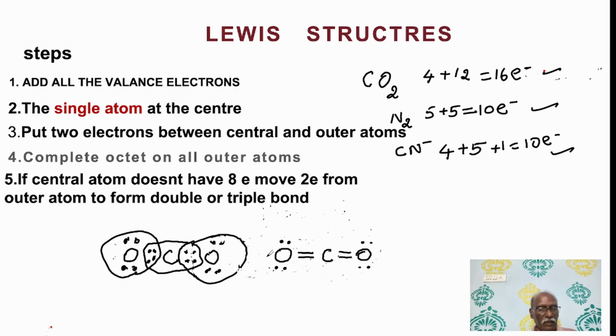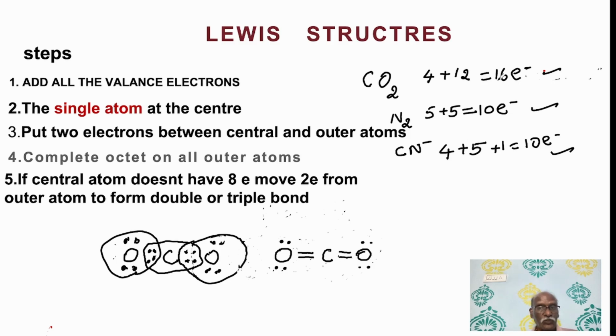Carbon dioxide, how do we represent it? For that, the second step is to identify the single atom present in the molecule, and then we take it as the central atom. In carbon dioxide, there are carbon, oxygen, oxygen: 2 oxygens, carbon only 1. So carbon is considered to be the central atom of the molecule. And then we write 2 oxygen atoms on either side. The total number of electrons here is 16.